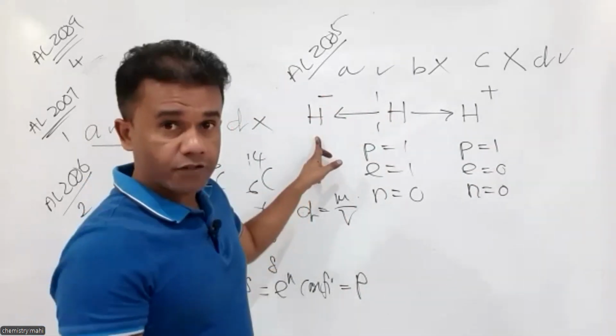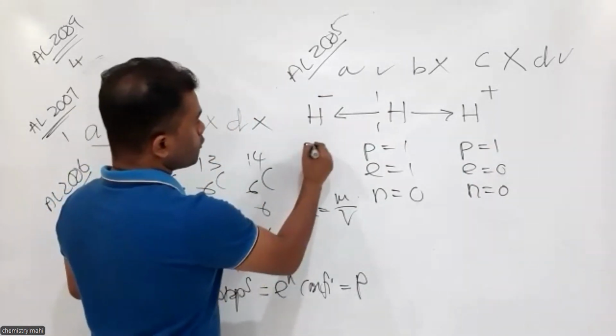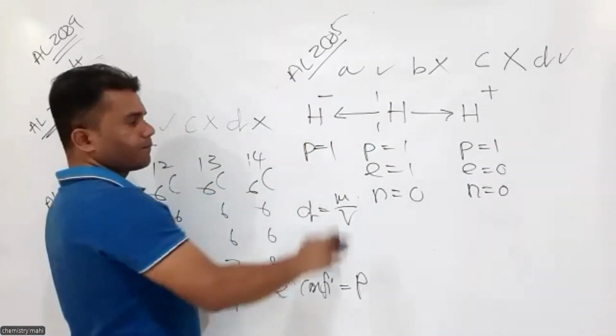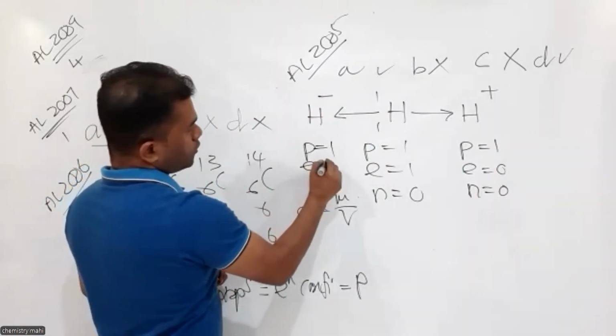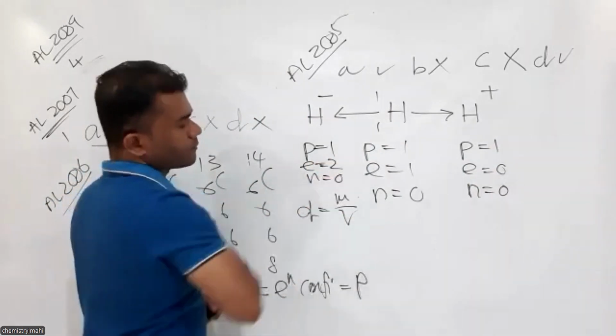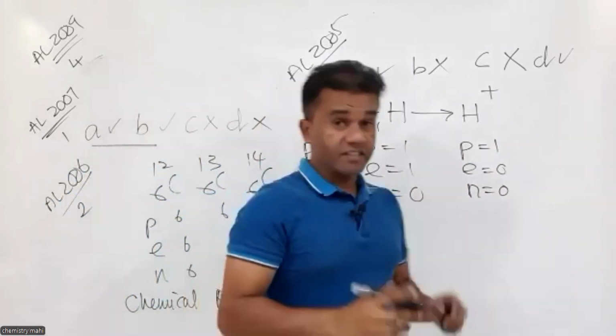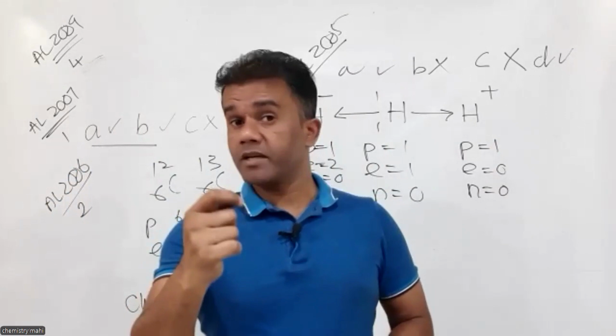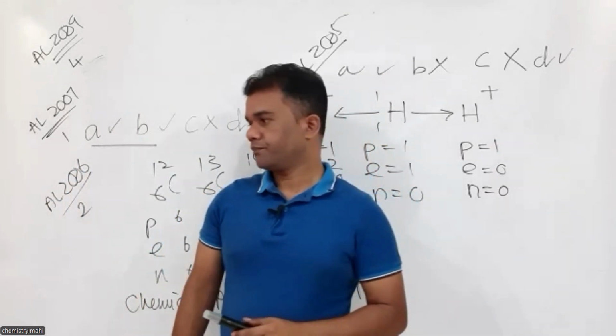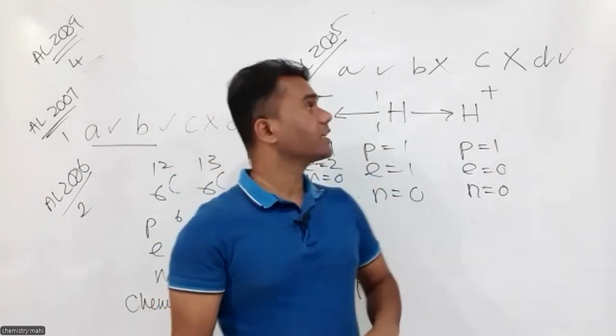That's by adding an electron. Got the number of protons? Yes, still one is there. Once you add one more electron, there are 2 electrons, but still no neutron. But whatever the ion you consider, there must be at least one proton. Therefore, D is also correct. Then AD is correct.